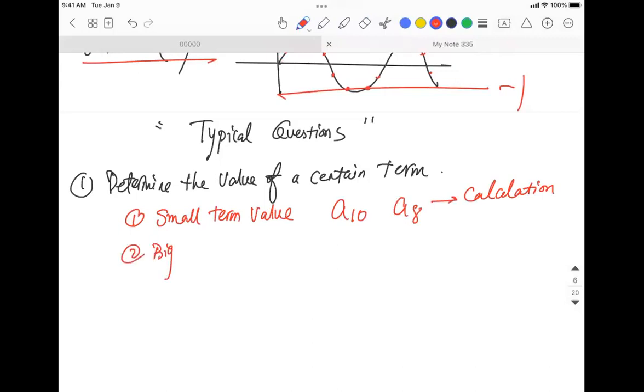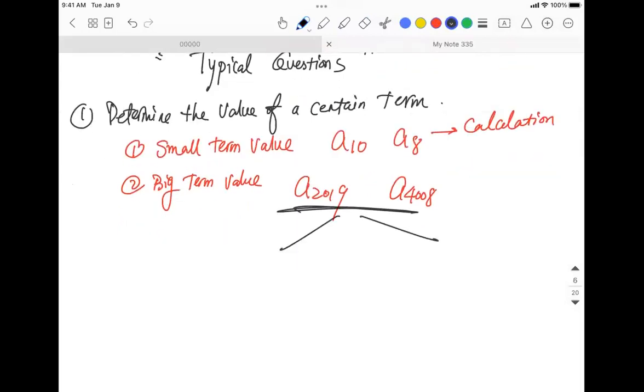However, if the question asks you to determine a big term value, let's say a_2019 or a_4008, something like that, then 100% you won't be able to do the calculation right away. You have to solve the problem in a smart way. Generally speaking, as long as the question asks you to determine a relatively larger term, there are basically two major solutions. One is that there must be a pattern for the value.